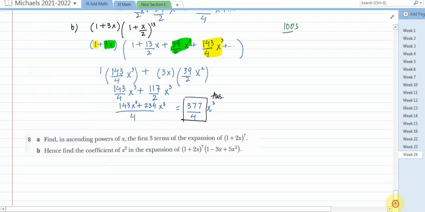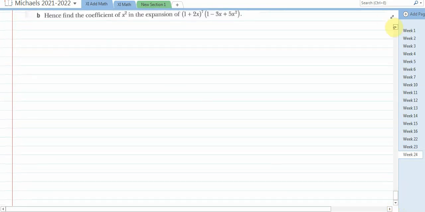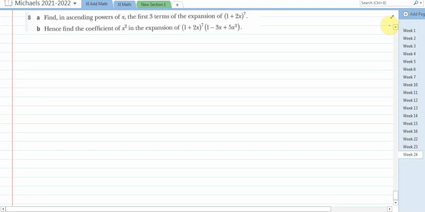It's question number 8 from the same exercise. Find in ascending power of x the first three terms in the expansion of (1 + 2x)^7. So first we need to give it a try, and I hope that all of you can do it. You have a time of 3 minutes.